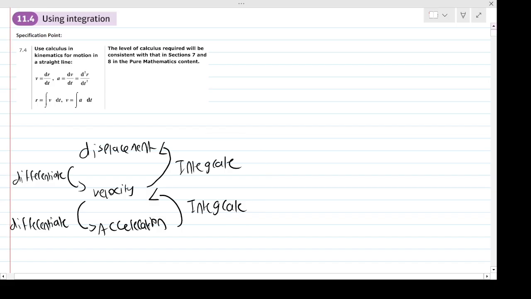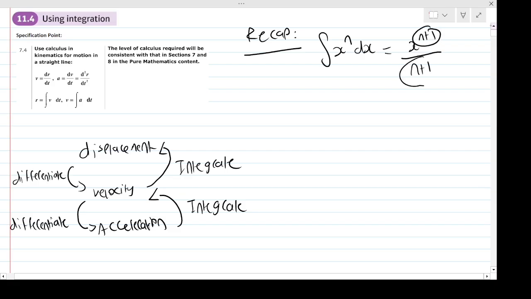Now as a recap again, you should be able to integrate and find areas under curves. So if I want to integrate x to the power n, I add 1 to the power, so n plus 1, and divide everything by that new power, n plus 1, okay? So I add 1 to the power, then I divide by it.